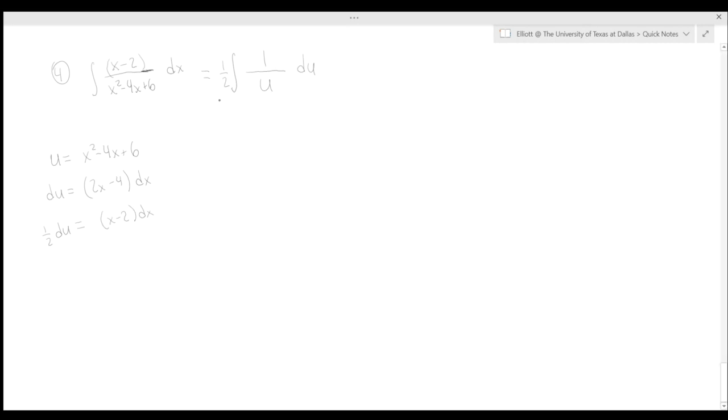Now we just focus on evaluating this indefinite integral. So 1 over u du, the integral becomes the natural log, absolute value of u. And then finally replace u with here the original expression of x squared minus 4x plus 6. All right, any questions about that one?